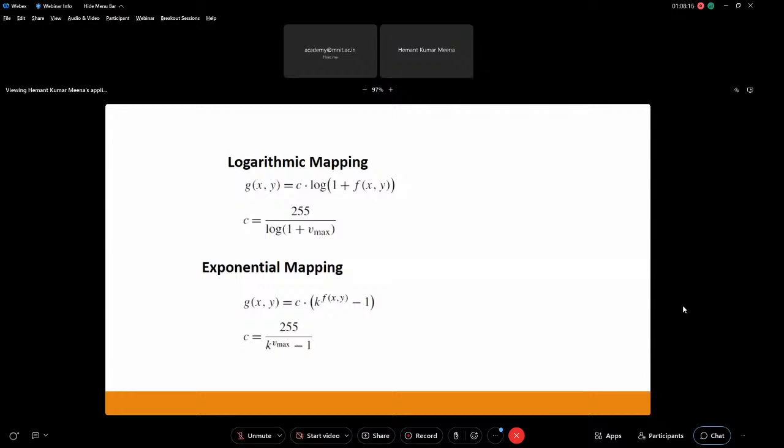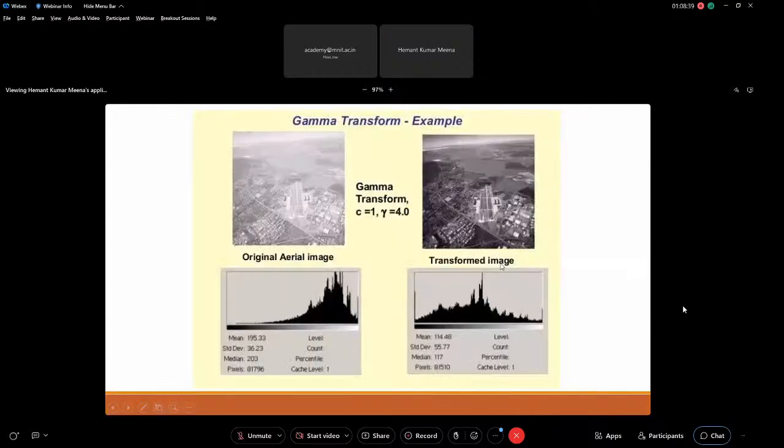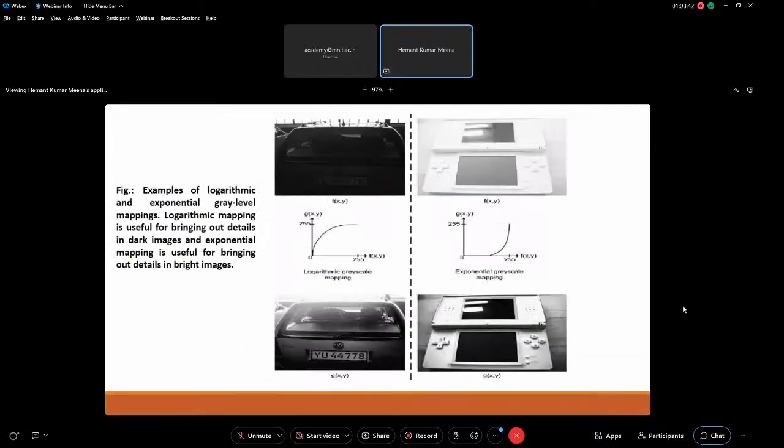Now coming to the logarithmic mapping, g(x,y) is the new gray intensity level and f(x,y) is the old one. Here c is some constant, 255 log(1 + f(x,y)). Another is exponential mapping. Here also we will see an example. Again, see this car picture with the number plate. Today, in traffic violations, hardly any police personnel are there, but a camera captures it.